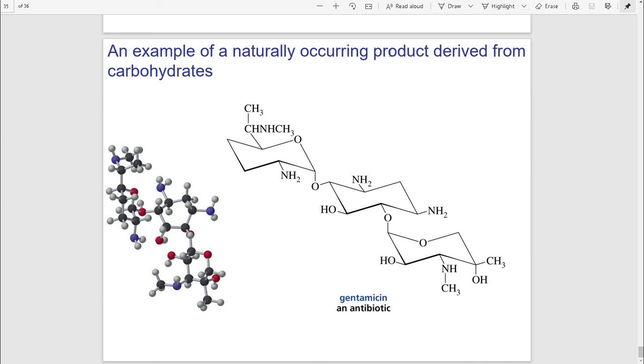Last is an example of a naturally occurring product derived from carbohydrate, which is gentamicin, an antibiotic. Here is the 3D structure of gentamicin, and this is the chemical structure of gentamicin.